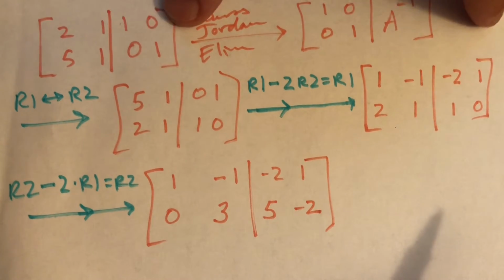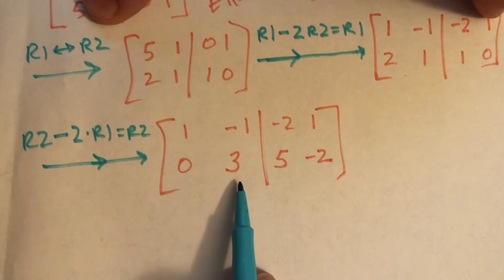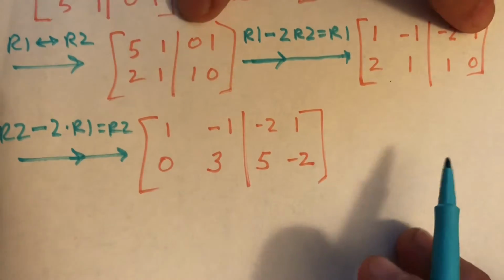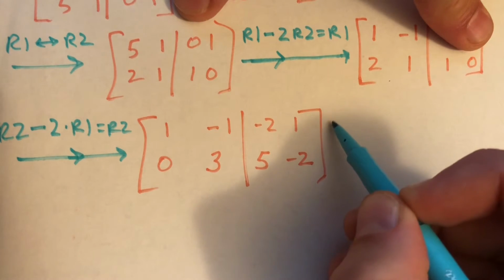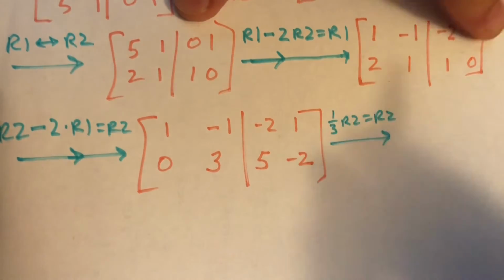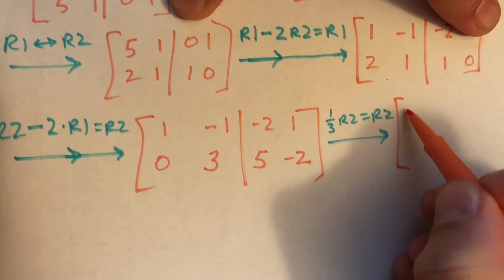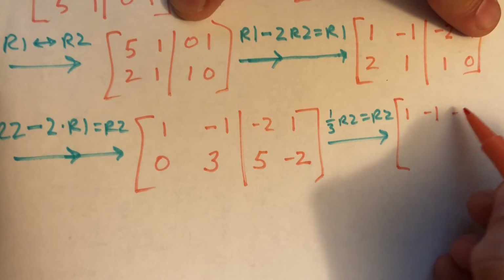And now what? Well, the next step, of course. So now here I want to get a 1 there. So we're not going to really do much in this step. We're just going to take 1/3 row 2 and put it in place of row 2. And I'm hoping I can squeeze that in there. Sure we can. 1, negative 1, negative 2, 1.